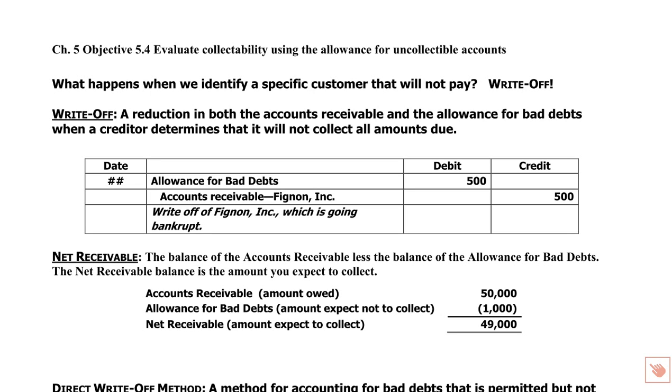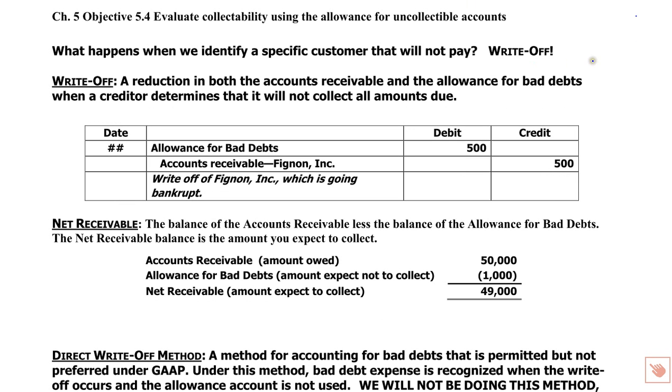So we're still in chapter 5. We have some details to work out with the allowance method. And the first thing we're going to talk about is a write-off. The allowance method estimates the amount of bad debt expense.